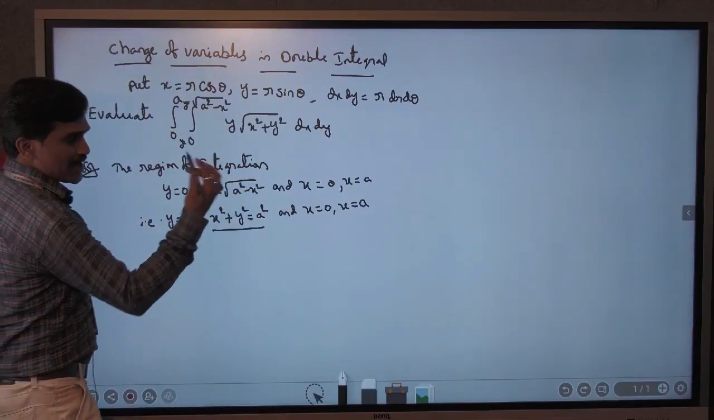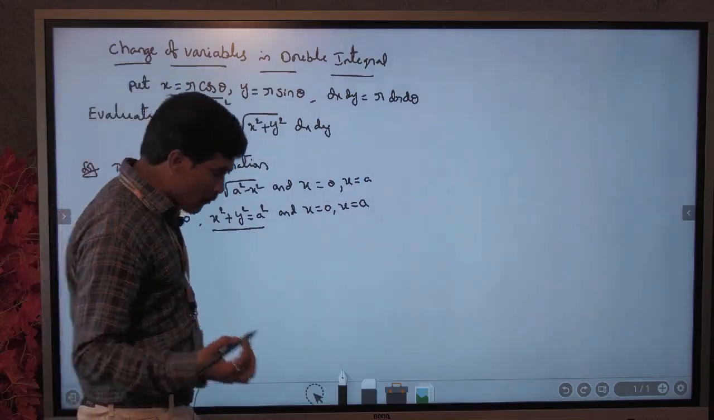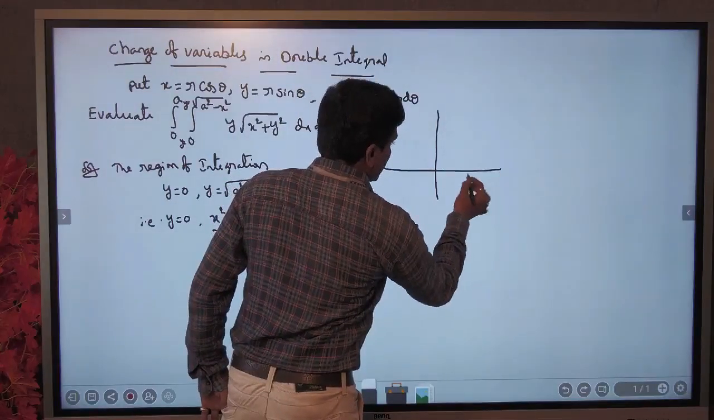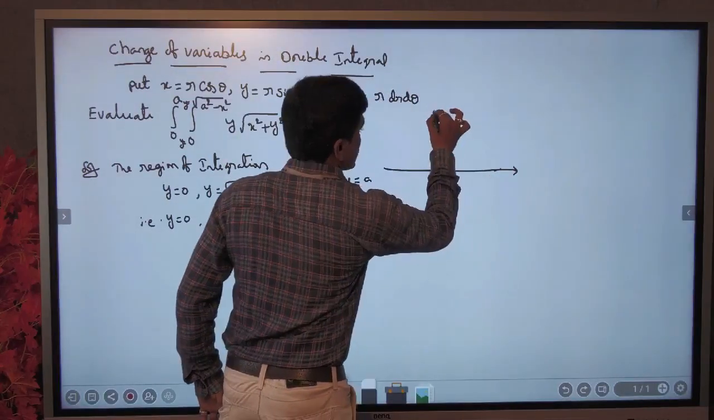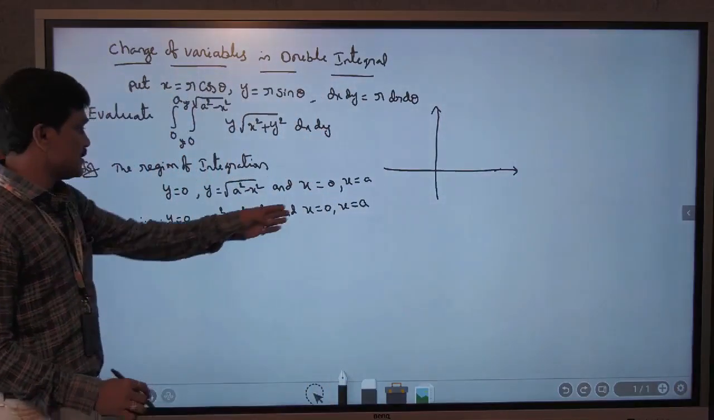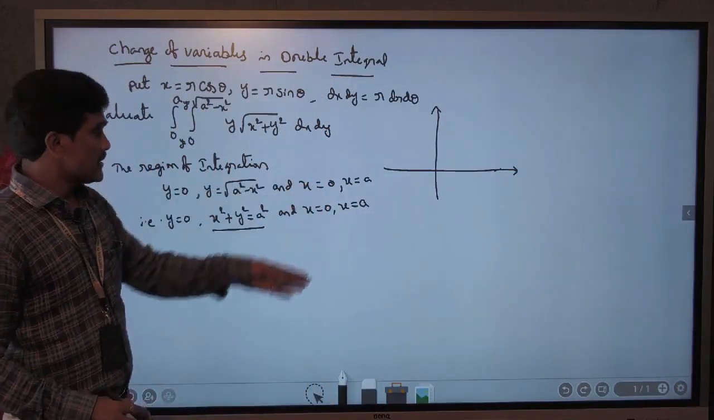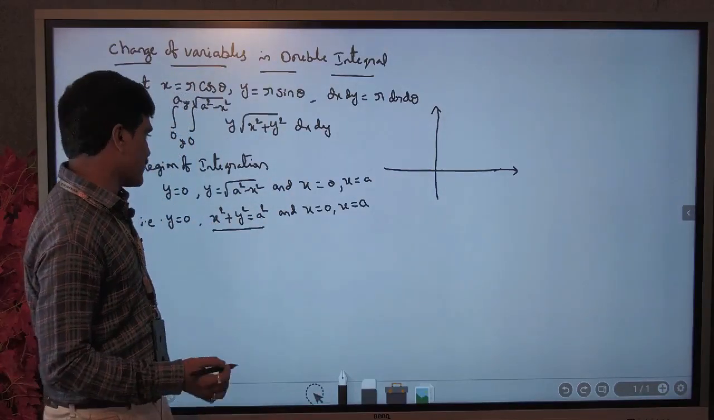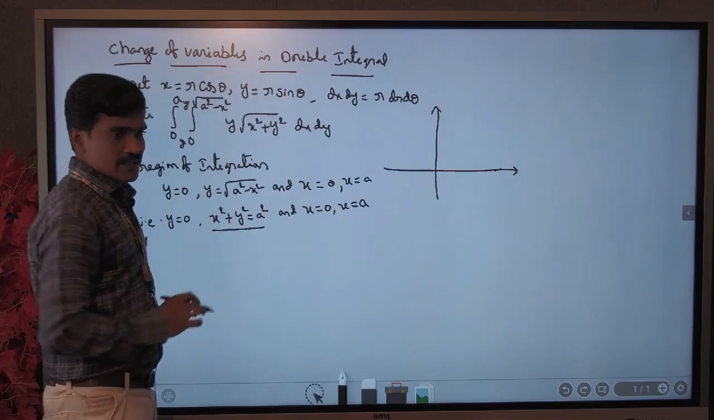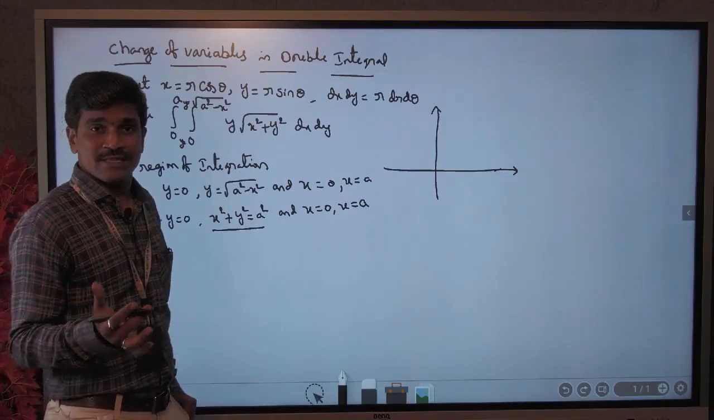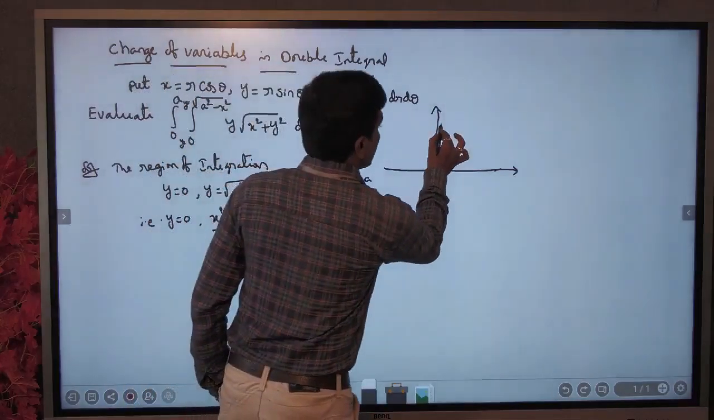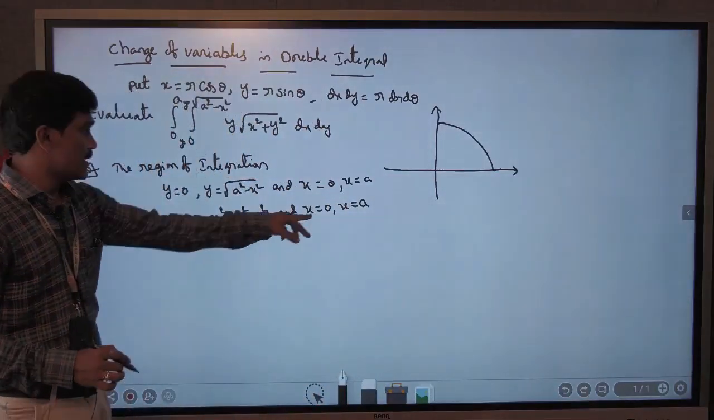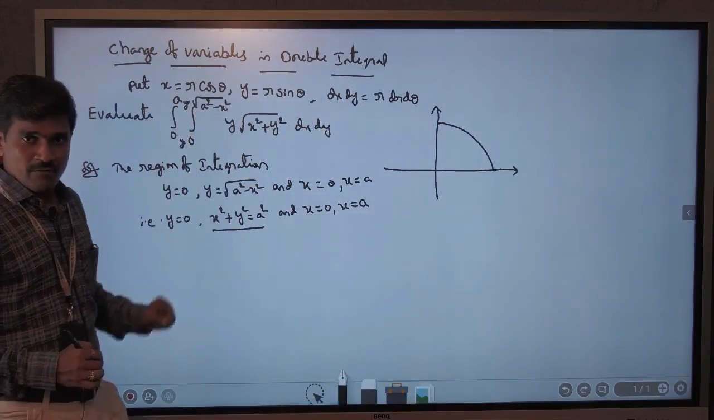So, first of all draw the curve. What are the given curves? Here this is the x axis and this one is the y axis. So x is equal to 0 is the y axis, y is equal to 0 is the x axis. Then x is equal to a, and x square plus y square is equal to a square is a circle, right. Now draw x square plus y square is equal to a square in the first quadrant.